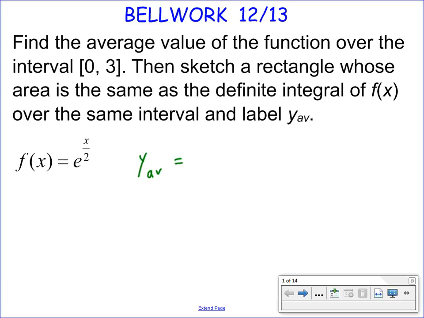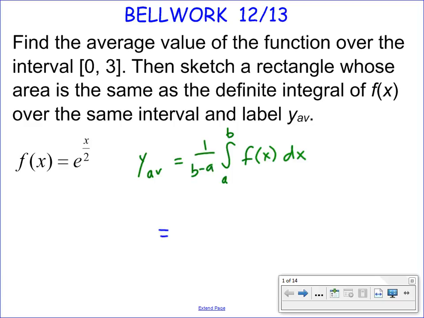We know the average value of my function is given by the integral of my function from a to b. Right, that's summing up all of those function values, and then dividing by the length of the subinterval in which they occur. So that's dividing by b minus a. So that's my general formula.